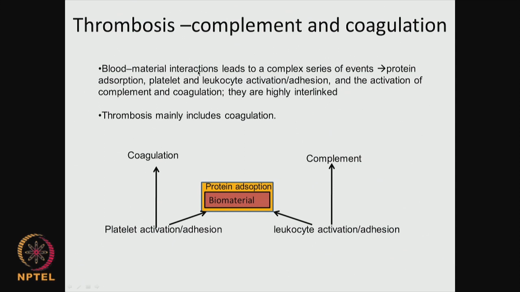So, the blood material interaction leads to a complex series of events: protein adsorption, where protein gets adsorbed on the biomaterial, platelet and leukocyte activation, and activation of complement and coagulation. As soon as this forms, you are going to have blood coagulating and settling down on the biomaterial, which may lead to thrombosis. So, the blood material interaction leads to protein adsorption first, of blood plasma protein and fibrinogen. Then we are going to have platelet and leukocyte adhesion and activation, activation of complement and coagulation, leading to thrombosis.